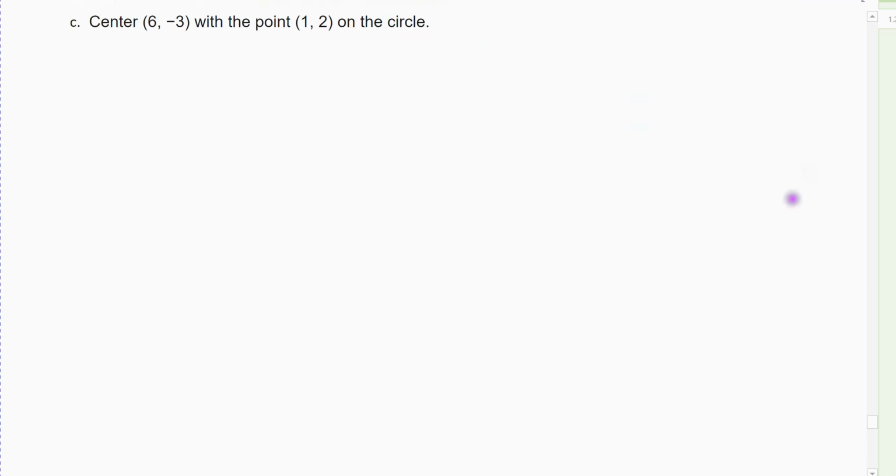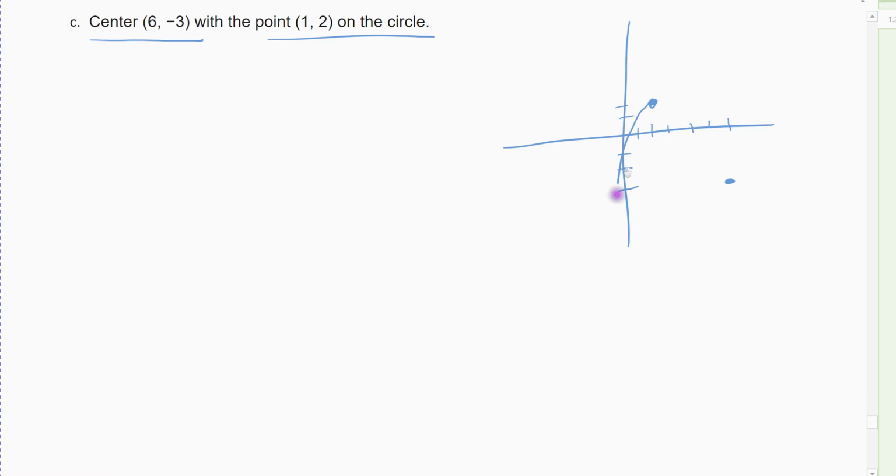The last example, which is the hardest case, right? The hardest case is if we're not given the radius. We don't know what the radius is, we know what the center is, and we know a point on the curve. If I were to graph this, the center is at 6, negative 3. So 1, 2, 3, 4, 5, 6. 1, 2, 3. And we know one point on the curve. One point on the curve is at the point 1, 2.